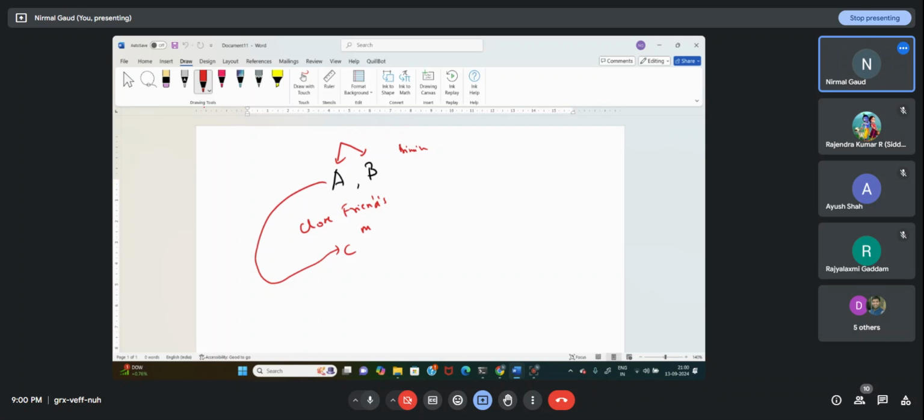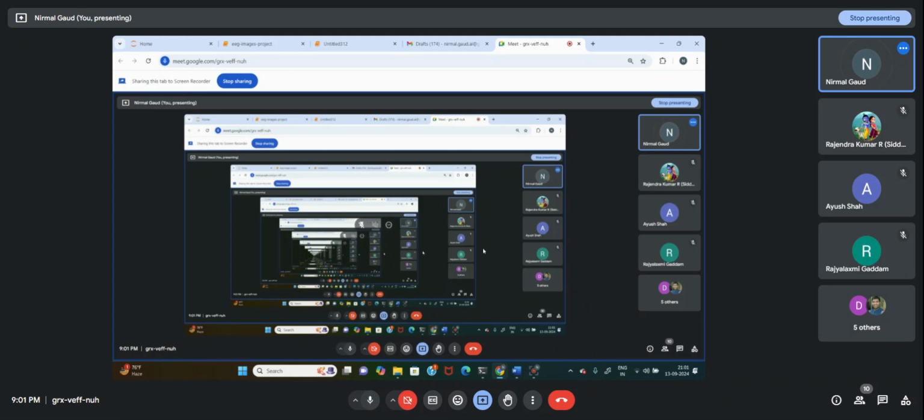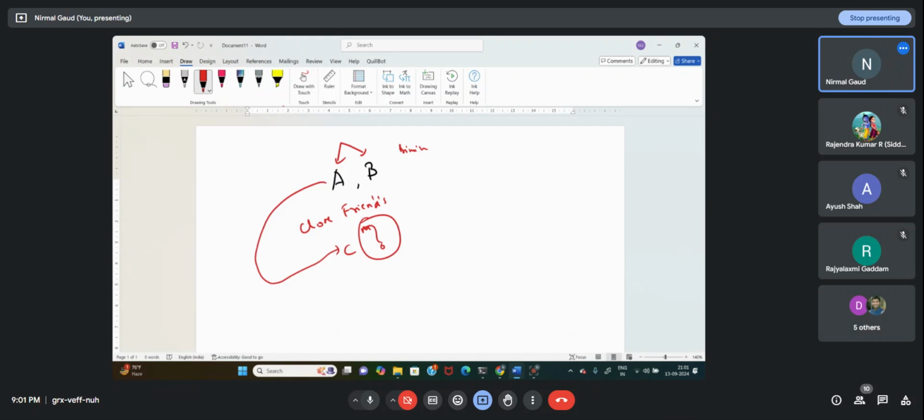So if C knows about A, C doesn't know about B, but knowing only A, do I have some knowledge about B? What do you think? Knowing only A, can I say that I do have some knowledge about B? Yes. So it's not like B is totally unknown.